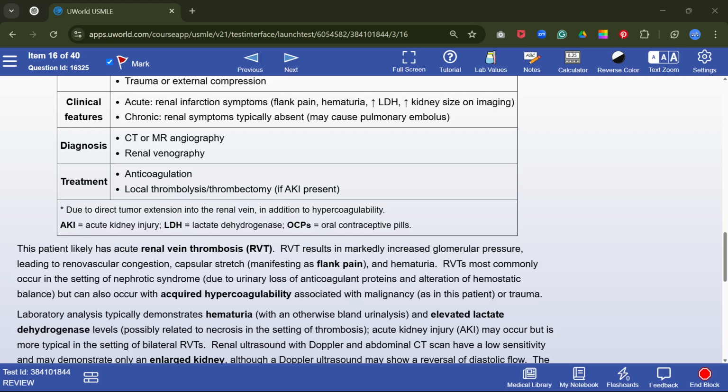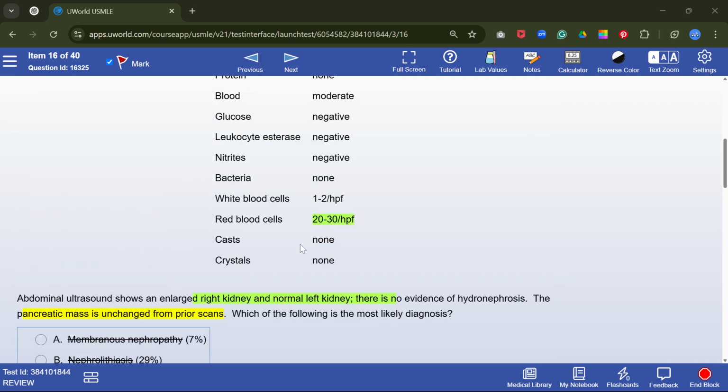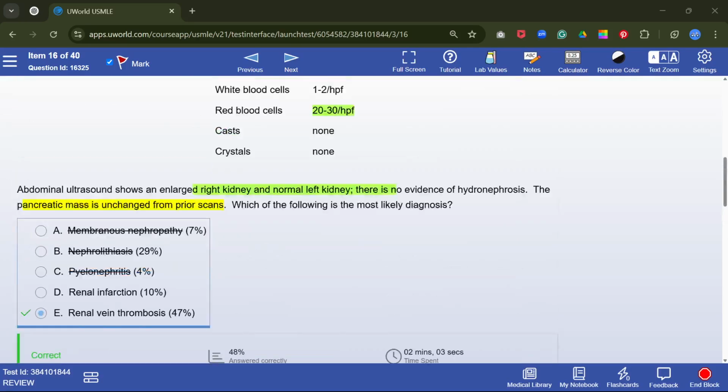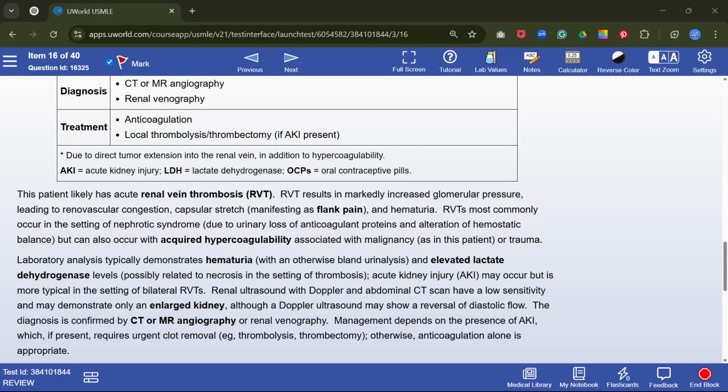RVT most commonly occurs in the setting of nephrotic syndrome. Look, it is usually present in nephrotic, not nephritic, syndrome. It occurs due to urinary loss of anticoagulant proteins and alteration of the hemostatic balance, but it can also occur with acquired hypercoagulability associated with malignancy, as in this patient.